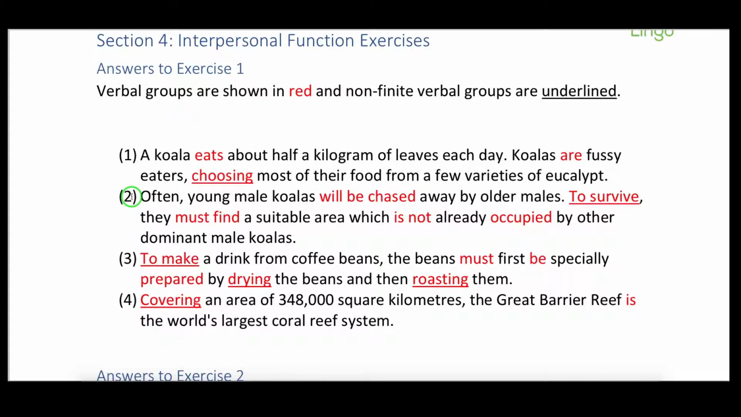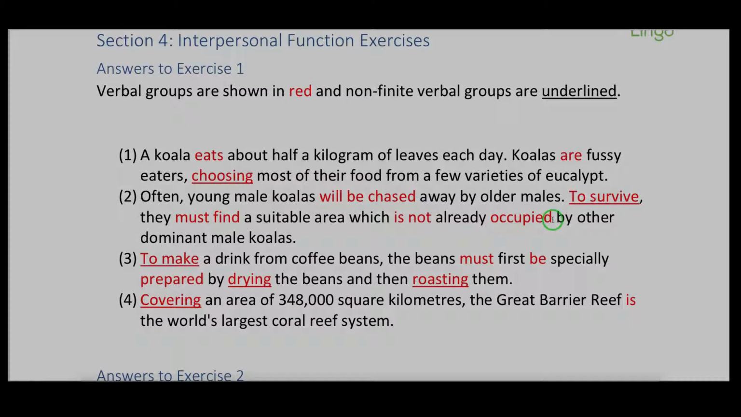In the next sentence, we have quite a few verbal groups, and the first one, to survive, is non-finite because to verb doesn't have a tense. Must find is a finite verb group. So is not, and so is occupied. Now, another thing that I need to mention, in this clause, it's clearly the past tense. So just watch out because the past simple and the non-finite past participle form often look the same.